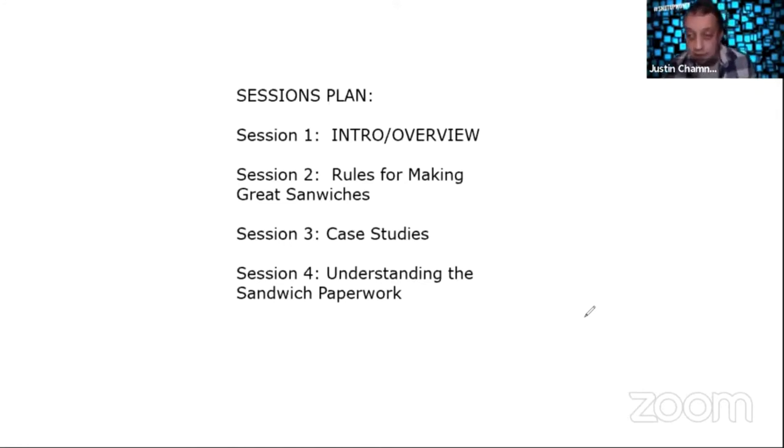Session number three, we're going to do some case study stuff. We're going to dive into some real sandwich lease option scenarios and let you take a look at the inside so you see the mechanics of how it works. And then session number four, we're going to talk about the paperwork, because that's really where we're wanting to get to. We're wanting to get some paperwork filled out with the homeowner.